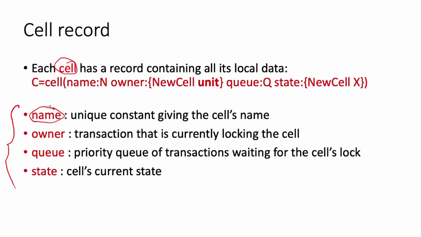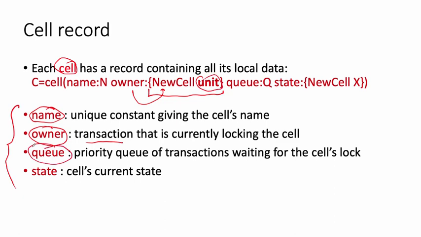So the cells, which are the resources, each cell has a unique name. This is a name that we define explicitly. We're actually reinventing the cell here. It's not the built-in cells. We actually have the owner then. The owner is the transaction that is currently locking the cell. So here I say it's new cell. The owner can change. The owner field is actually referring to a cell. It can be updated. It's the transaction currently locking the cell, and it's unit if there's nobody.